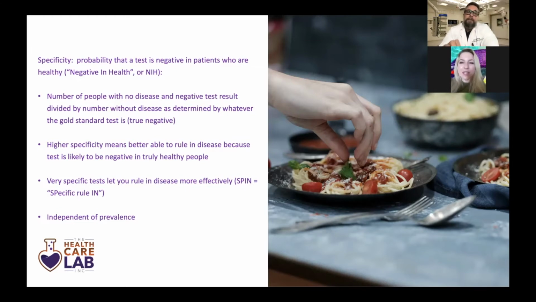Now, higher specificity, Jessica, means that we can better rule in disease in patients, because the test is really likely to be negative in truly healthy people. In other words, it really susses out well who does not have the disease. It's not looking to go off like the sensitive test. So a specific test lets you rule disease in. If the test is very specific and you have a positive test, you say, wow, this test is really specific, and if the patient has a positive test, they probably really have the disease.